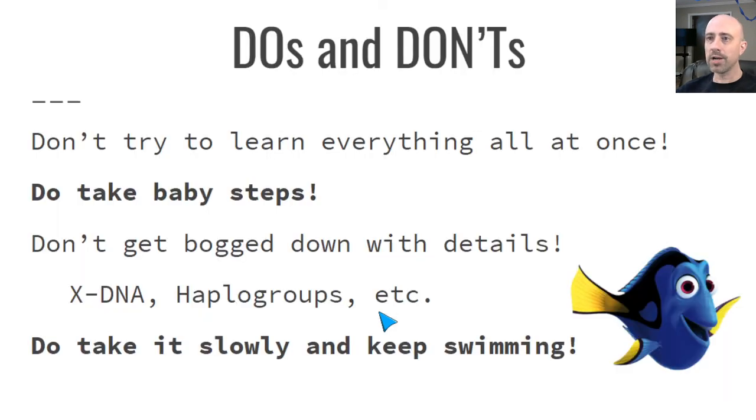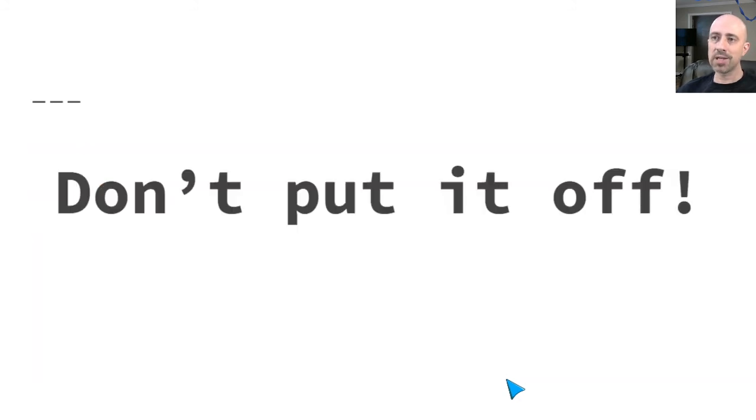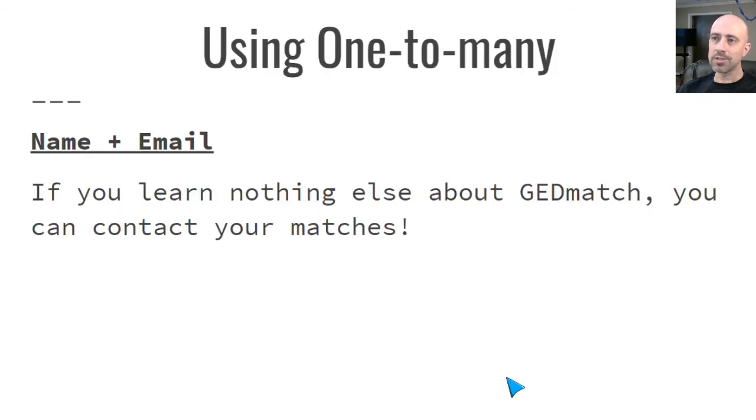So again, don't try to learn everything all at once. Take baby steps. Don't get bogged down. Don't try to understand xDNA and haplogroups on day one. You don't have to understand all of that to get started. Take it slowly. Keep swimming. Don't put this off. The sooner you get in there, the sooner you'll start getting emails from people who are in the system, who are interested in talking to a new match and finding out how you're connected. So just go ahead and get in there. You don't have to understand anything. You certainly don't have to understand everything just to get started.